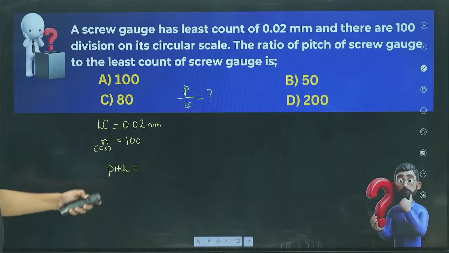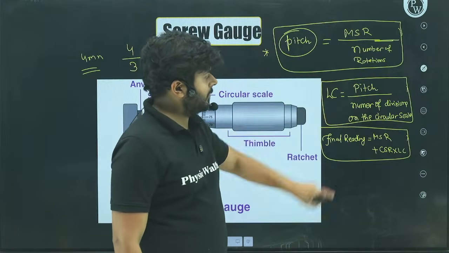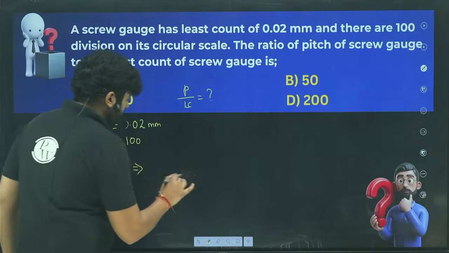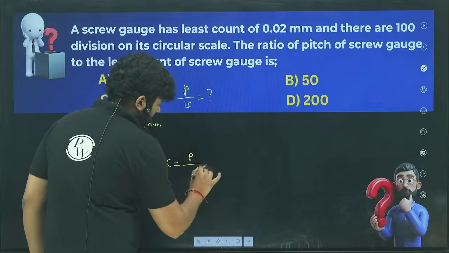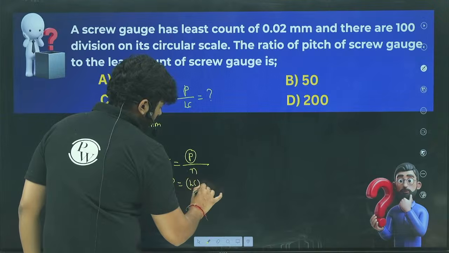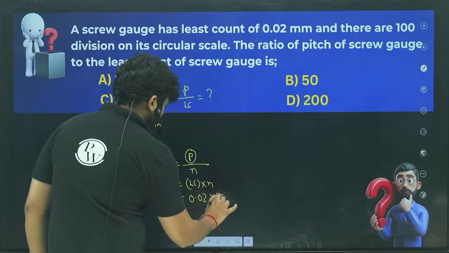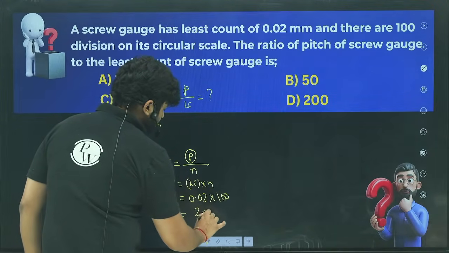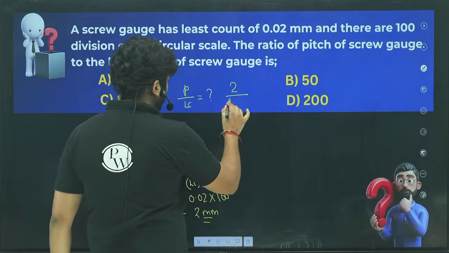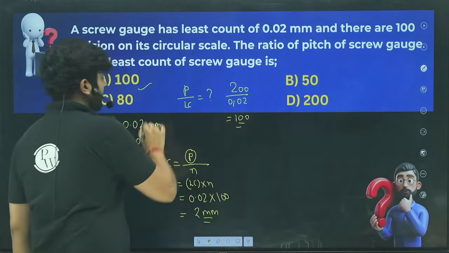We can say from the formula, we have seen that the least count is pitch upon number of divisions in the circular scale, and these things are given to us. So clearly the pitch will be least count into the number of divisions. The least count is 0.02 mm and the number of divisions is 100, so it will be 2 mm. This is the pitch, right? Pitch upon least count will be 2 upon 0.02, so this is 100. Option A is the correct answer.